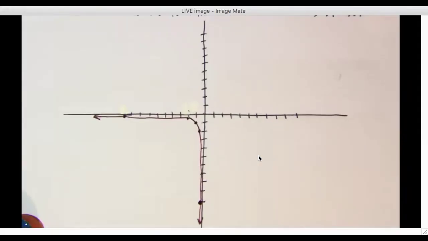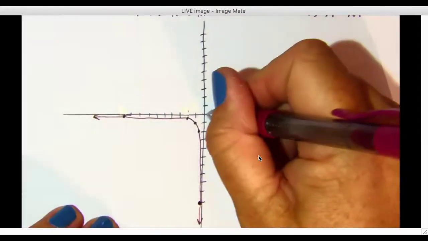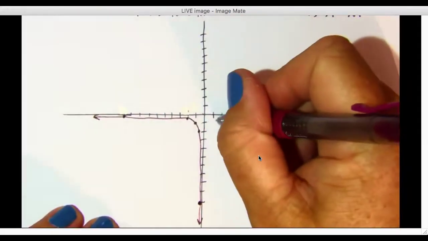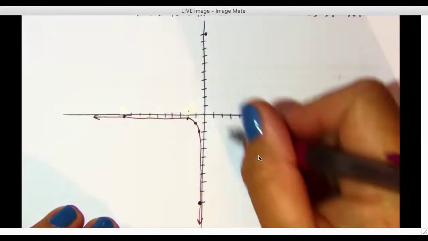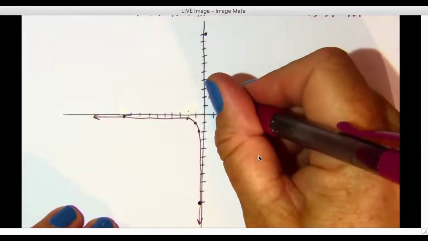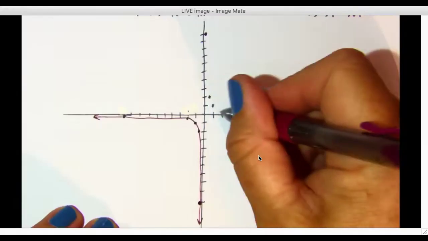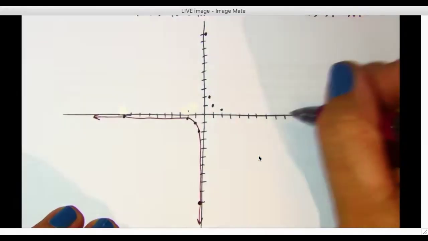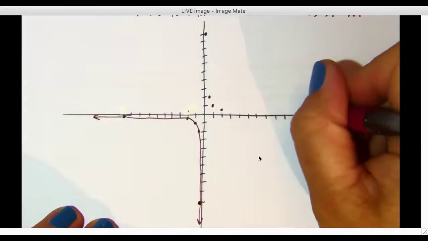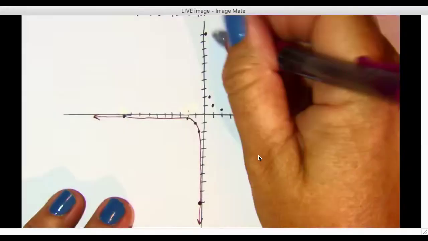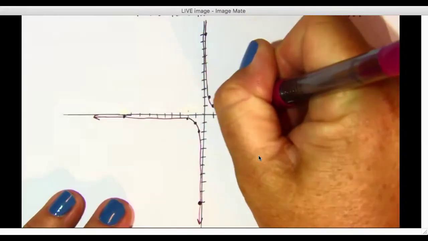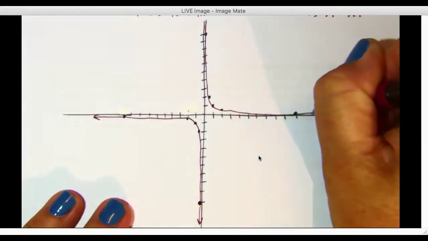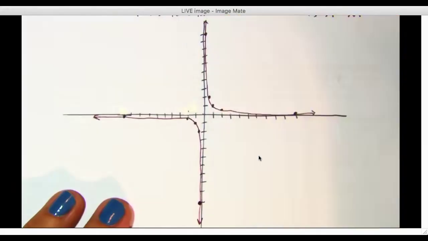And then the same kind of thing is happening on this side. So plugging in, I won't do 0.01, but plugging in 0.1 gave us 10. Plugging in 1/2 gave us 2. Plugging in 1 gave us 1. Plugging in 2 gave us 1/2. And plugging in 10 gave us 0.1. And there is our curve on that side.